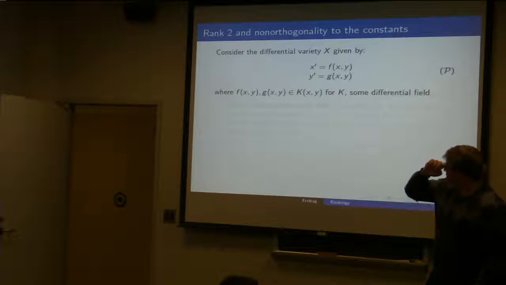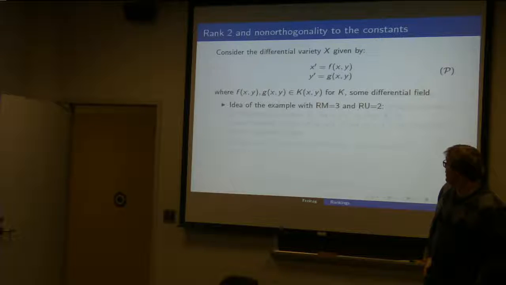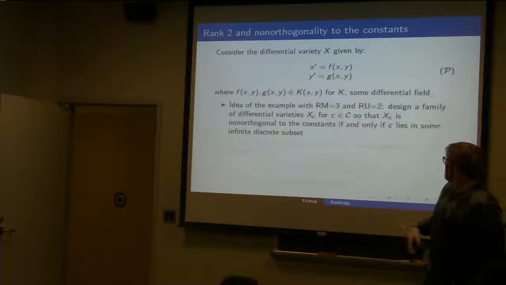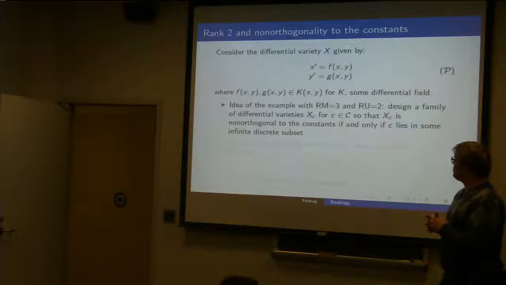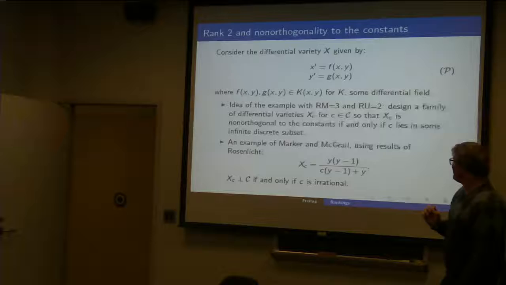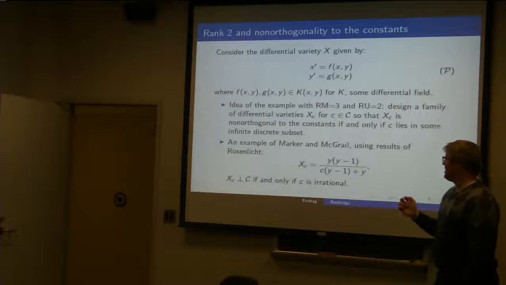So again, here's the idea of the example that I've produced that has Morley rank 3 and Lascar rank 2. Rm is Morley and Ru is Lascar. You define a family of differential varieties, which I call Xc, with c being a parameter which comes from the constant field of the derivation. And you design it so that Xc is non-orthogonal to the constants if and only if c lies in some infinite discrete subset. That's exactly what you need in order to witness that Morley rank goes up, but Lascar rank doesn't. And luckily, Dave Marker and Tracy McGrail already noticed an example like this.